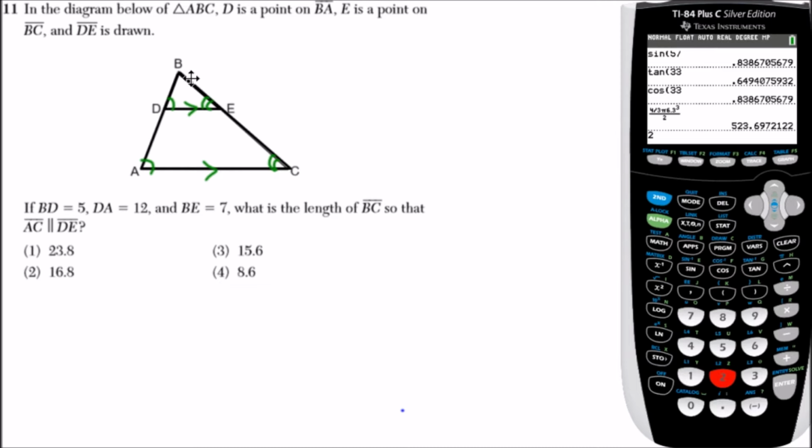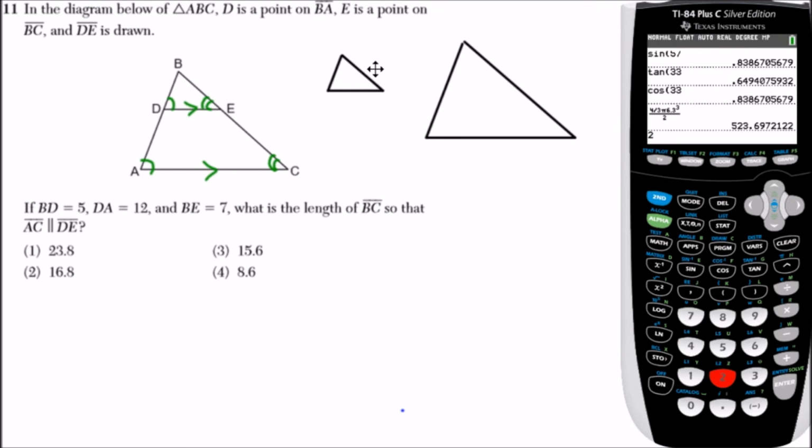So what I like to do in these types of questions is I like to draw the triangles separate. So if we name them individually, the small triangle would be triangle BDE, and the big triangle would be triangle BAC.